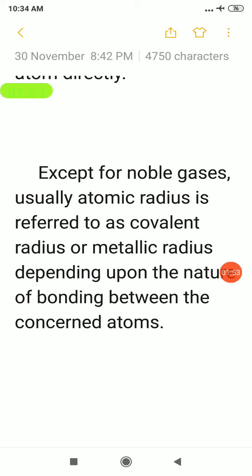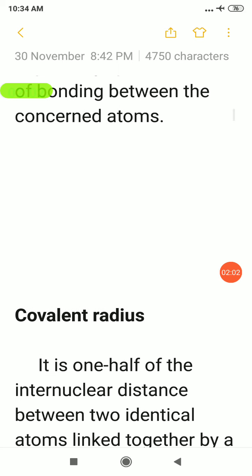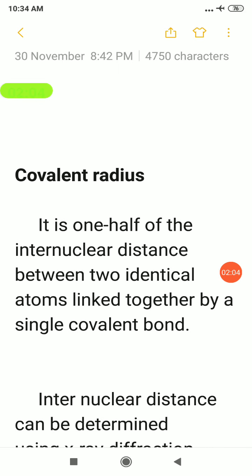Okay? So if they are metals, we have to use the term metallic radius. If it is a non-metal, we have to use the term covalent radius. Okay? So about that we can see now. The first one is covalent radius.